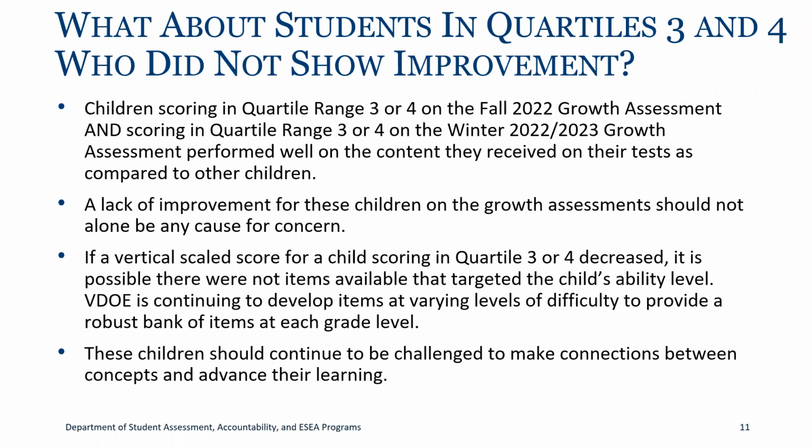If your child's vertical scaled score in range 3 or 4 decreased, it is possible there were not items available that targeted your child's specific ability level. The Virginia Department of Education is continuing to develop items at different levels of difficulty to provide a wide range of items. These children should continue to be challenged to make connections between concepts and advance their learning.